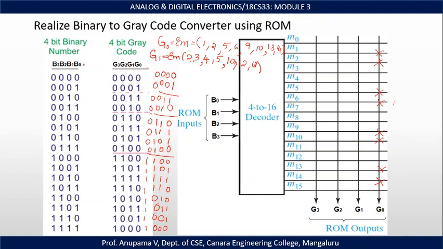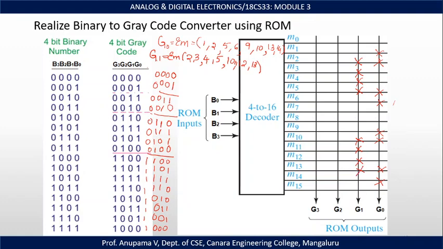So we have written the Boolean equation. Go to the output column, locate the ones in the output column, then write the respective minterms in the form of summation m. Now let us implement G1 using ROM. In the G1 line, mark X against M2, M3, M4, M5, M10, M11, M12 and M13.